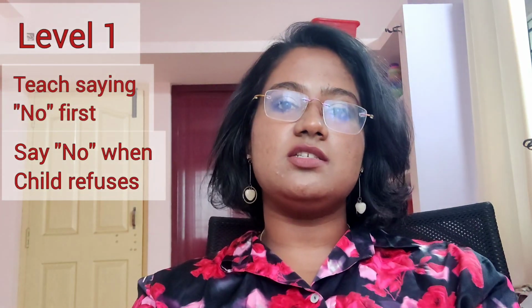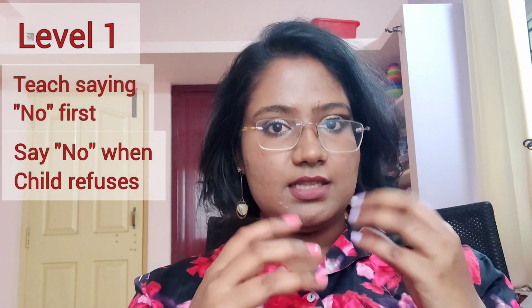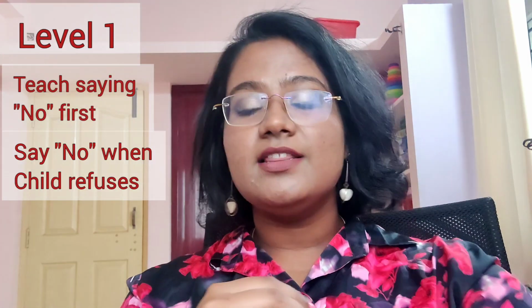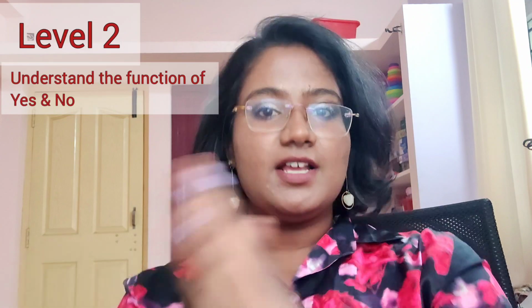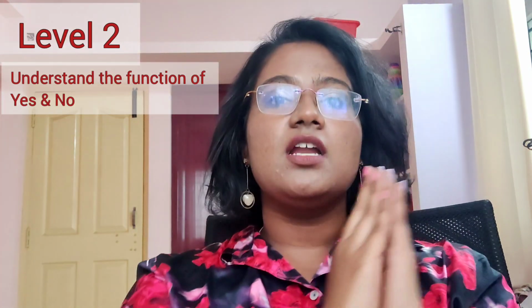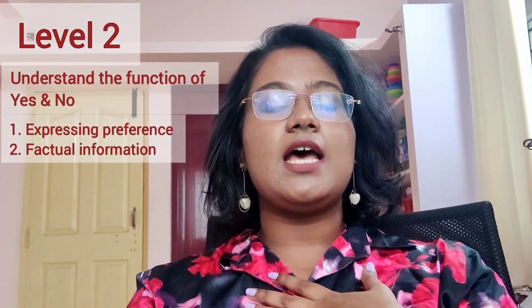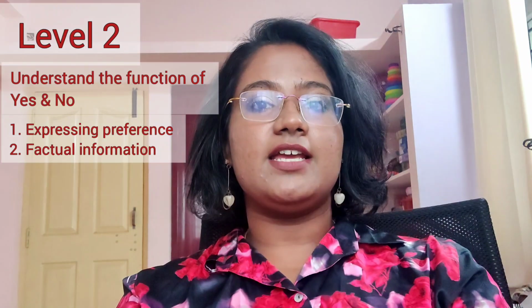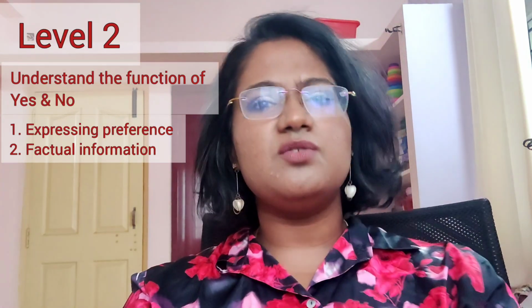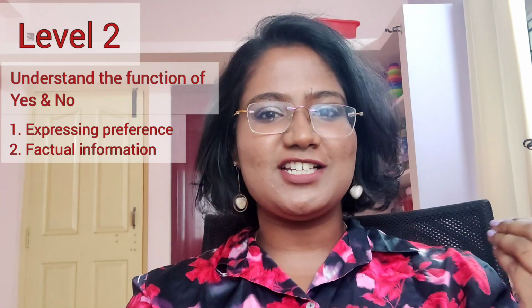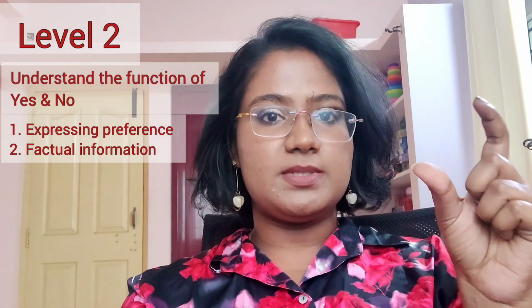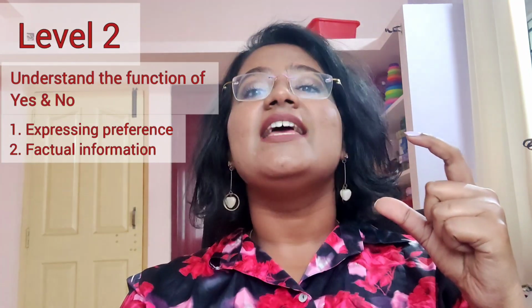Now the second way you can teach this is by understanding the function of yes and no. The first reason we say yes and no is for a request or a preference. And the second way we use it is for facts. So the first is preference and the second is facts. Now preference has to be relevant to the child and it has to be something the child prefers. Like, do you want to eat a biscuit? We know that he is going to say yes. Very few children don't like biscuits. So you show the biscuit and say, do you want to eat the biscuit?